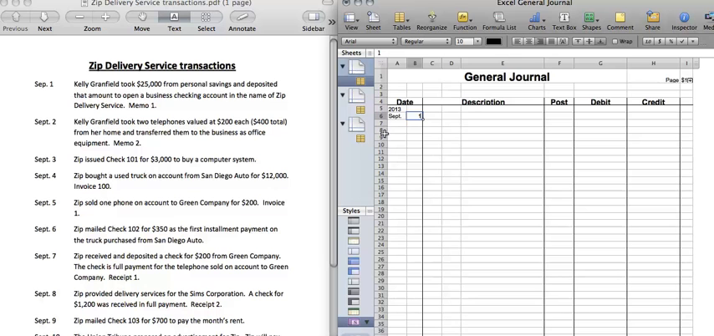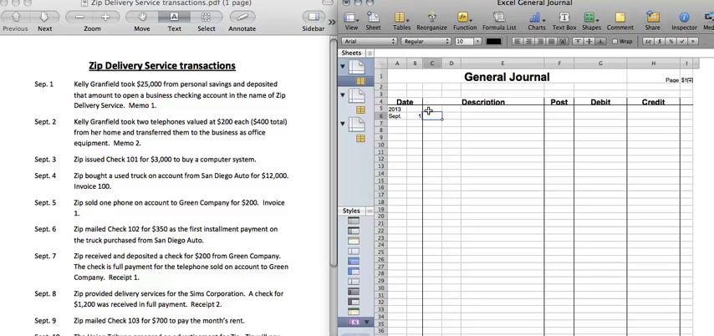So if we look at our first transaction, Kelly Granfield took $25,000 from personal savings and deposited that amount to open a business checking account in the name of Zip Delivery Service. So two things you'll notice here, we do have a date, which we just entered in, and we also are going to have what's called a source document after that, which you've learned about in the chapter notes as well. This would let us know where to go if we wanted to look to verify that this transaction occurred.